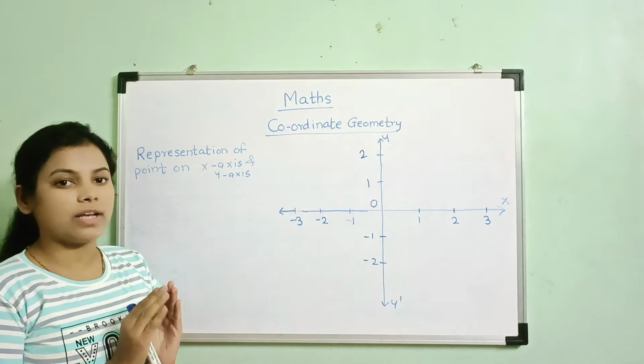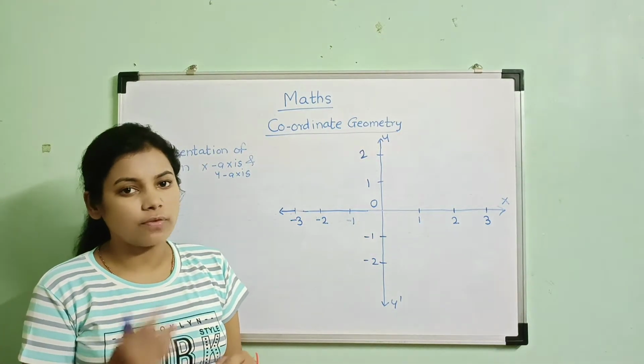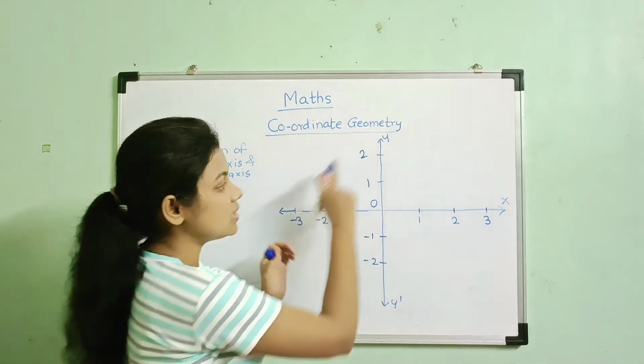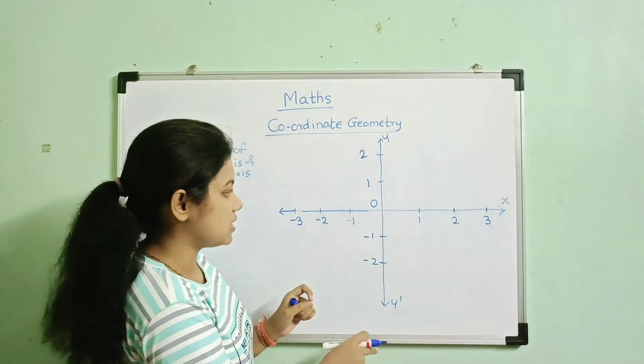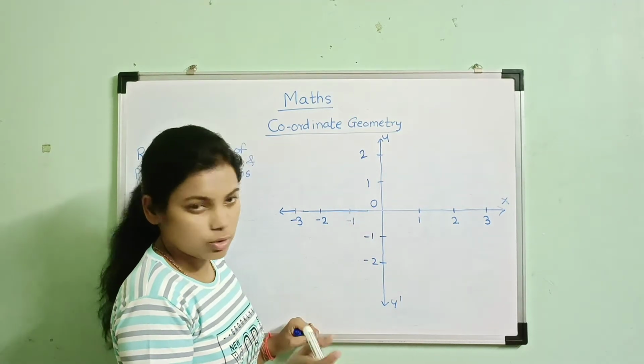Now, moving forward, what is the representation of a point on the x-axis and y-axis? We are going to find out the general format of representing any point on the x-axis or y-axis. Simply, we will consider this coordinate plane or Cartesian system. All of you are aware that this is the origin with coordinates 0, 0.